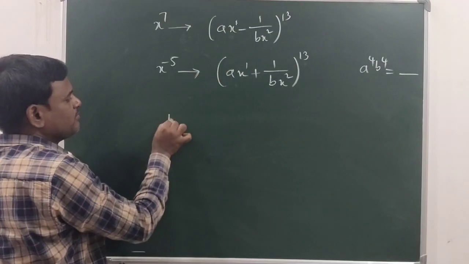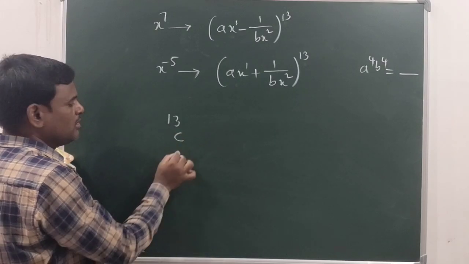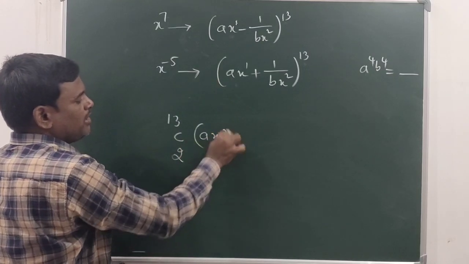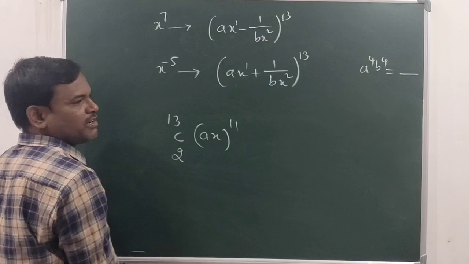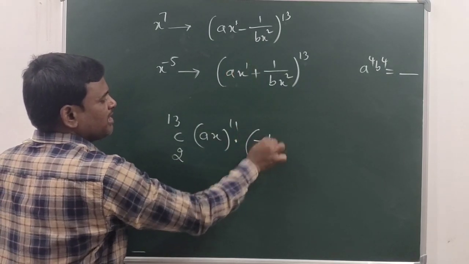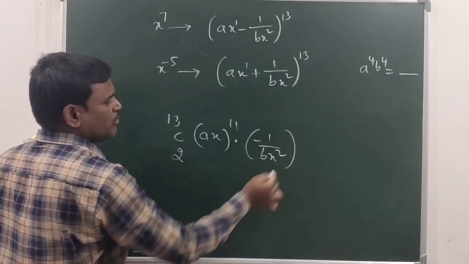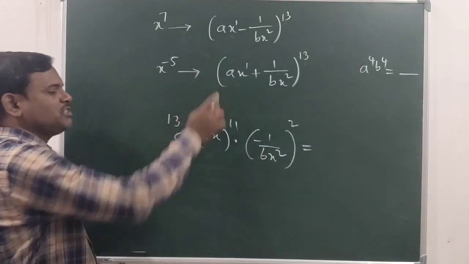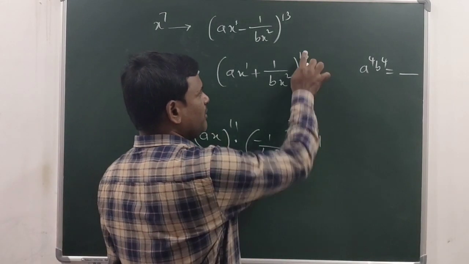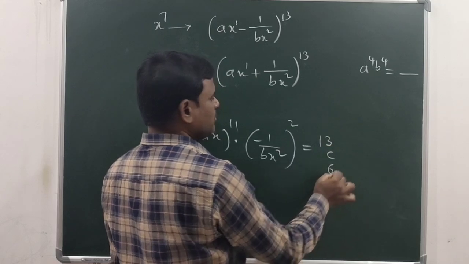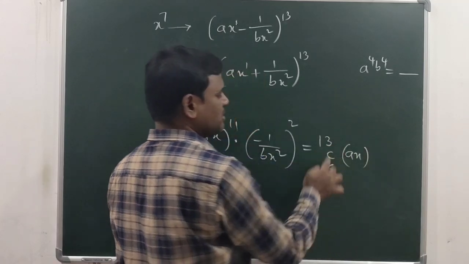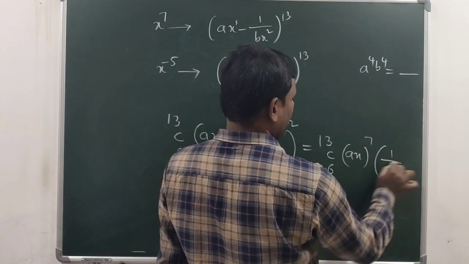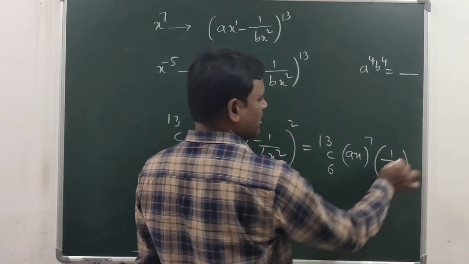So here 13 C r, r value 2. See here a power n minus r, 13 minus 2, which becomes 11. So here (minus 1 by bx square) whole power r value 2, which is equal to, for the second one, r value 6 you got. So 13, n value here also 13, 13 C 6. So here ax whole power difference of these two, 13 minus 6, 7. So here (1 by bx square) whole power r value 6.